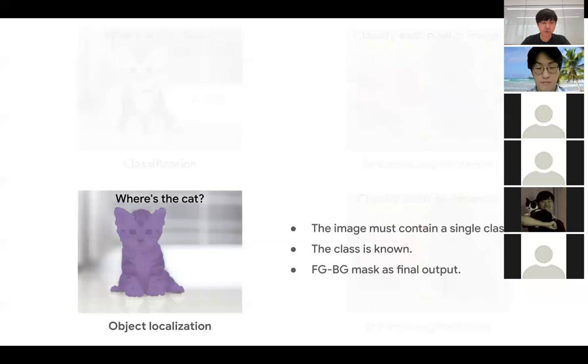The outputs of object localization are foreground and background masks. So in this case, the question is, where is the cat? And the answer is the cat mask.